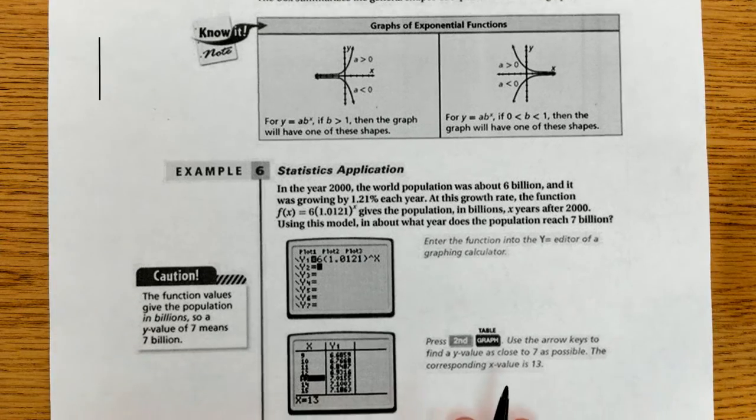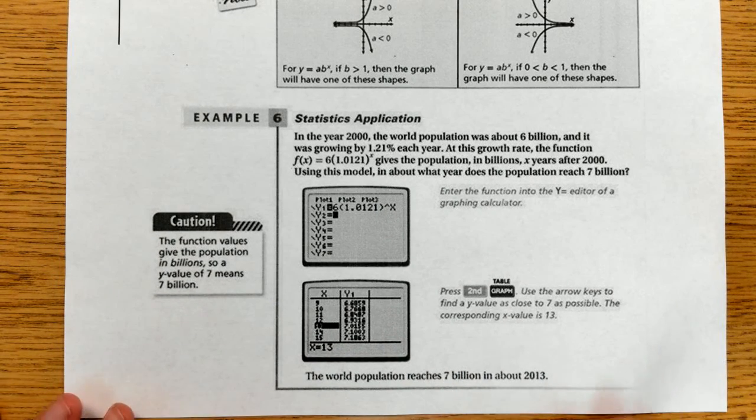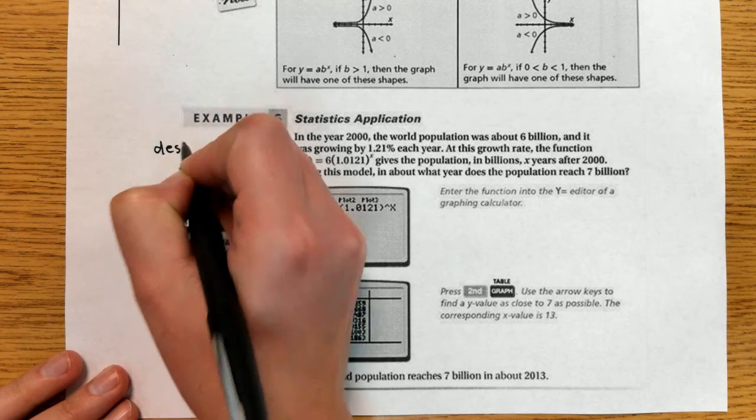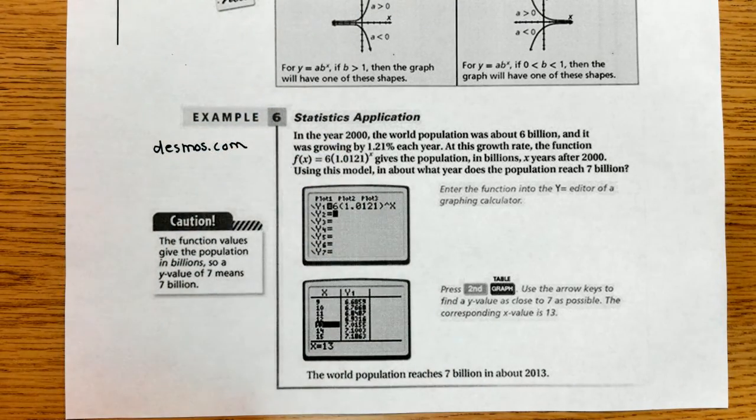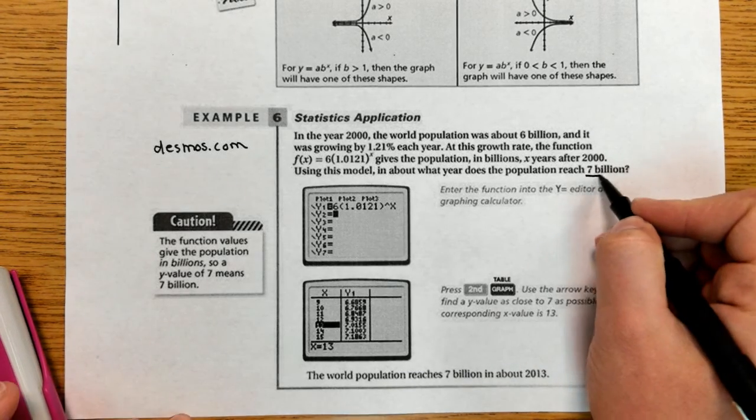The last example, example 6, is using your graphing calculator. If you don't have a graphing calculator, again, you can use Desmos.com to help you graph and answer these questions. So in year 2000, the world population was about 6 billion, and it was growing by 1.21% each year. At this growth rate, the function f of x equals 6 times the quantity 1.0121 to the x power gives the population in billions x years after 2000. Using this model, in what year does the population reach 7 billion?